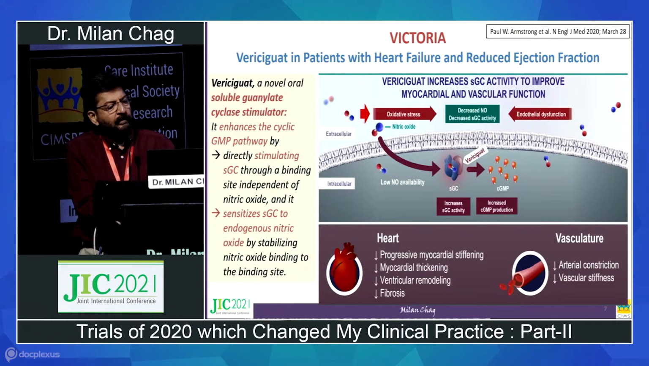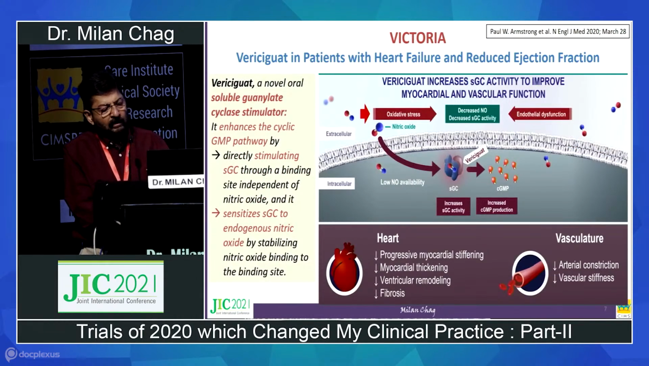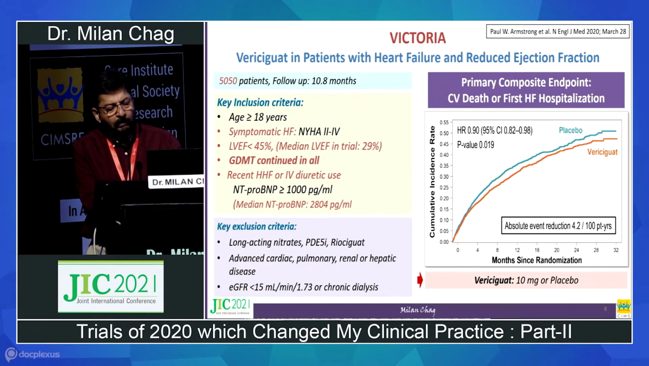Next is VICTORIA. It is a very sick population in patients with heart failure and reduced ejection fraction. We have heard of this molecule and we have used it in pulmonary arterial hypertension. So what is this? It is a novel soluble guanylate cyclase stimulator. When this molecule is there, it actually stimulates this receptor. It makes the receptor more sensitive to nitric oxide. So the activity of nitric oxide is also increased, and that leads to beneficial effects on heart as well as vasculature. So there is more nitric oxide availability.